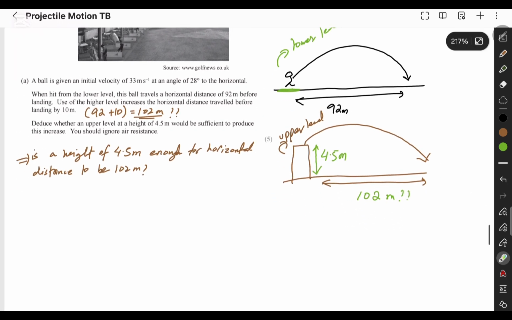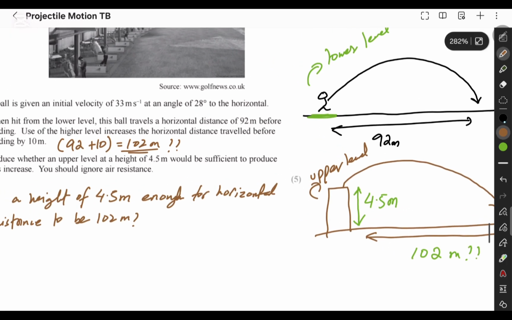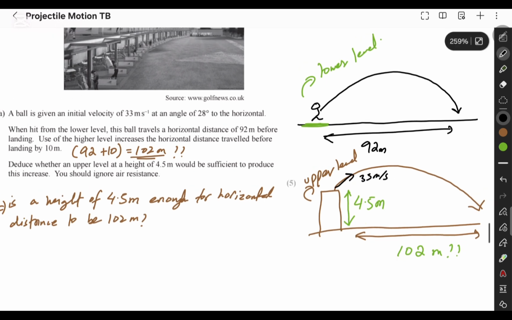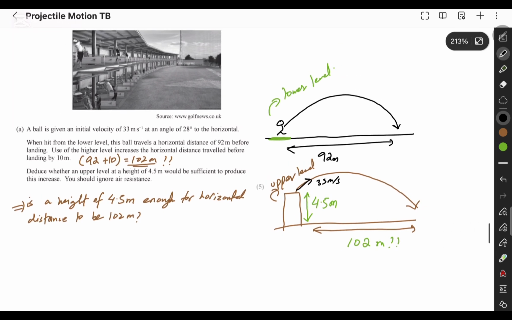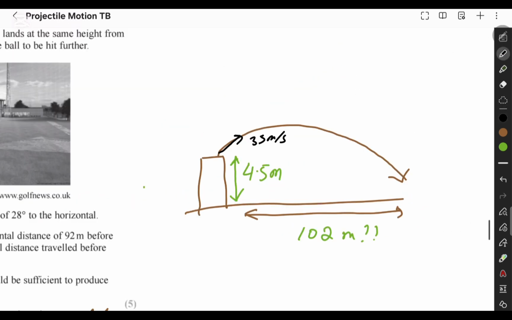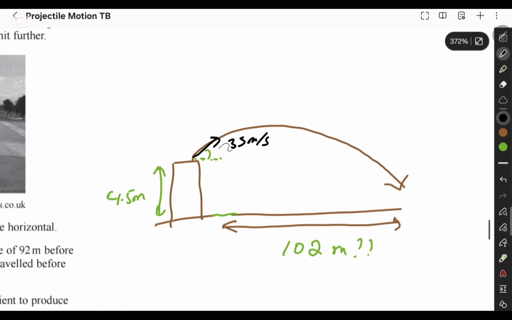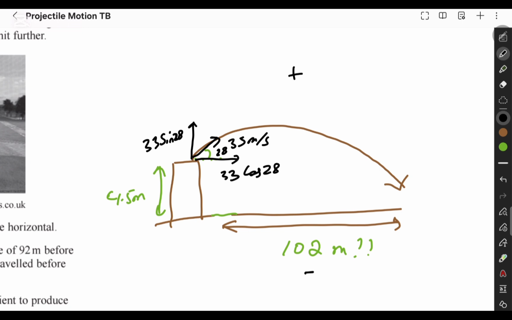Okay, right, so let's plug in some values here now. So we've got this as 33 meters per second. Actually, before we go further, let me just erase some stuff so we have a little bit more room. Okay, so this angle was 28. This is going to be 33 cos 28, and this is going to be 33 sine 28. Up is positive, down negative, like usual.